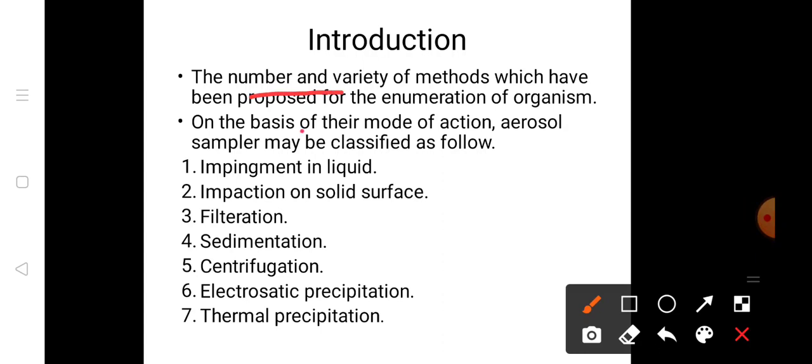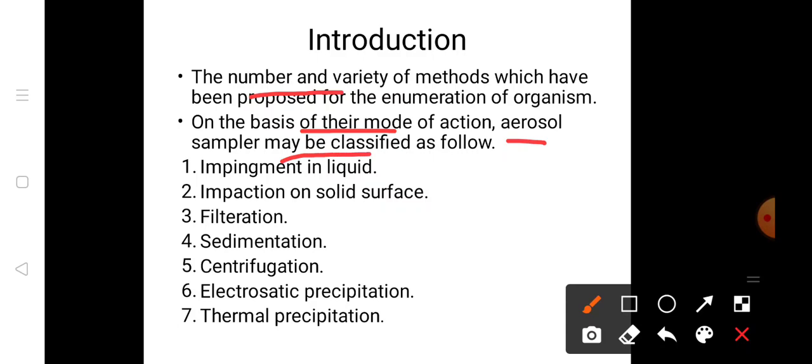On the basis of their mode of action, aerosol samplers may be classified as follows. Aerosols means the biological contaminants suspended in the air. The size of the aerosols varies from 1 micron to 50 microns or possibly more.